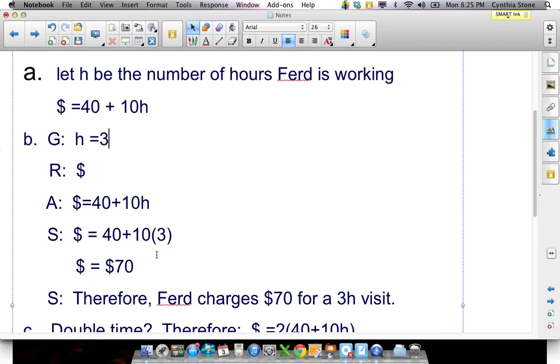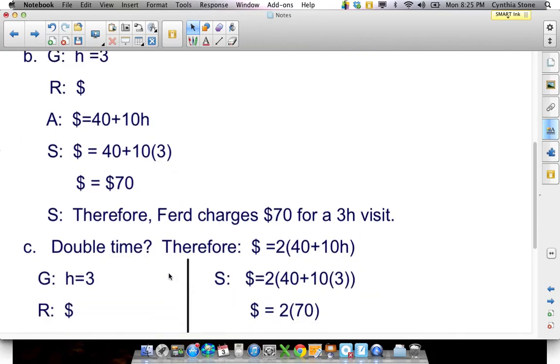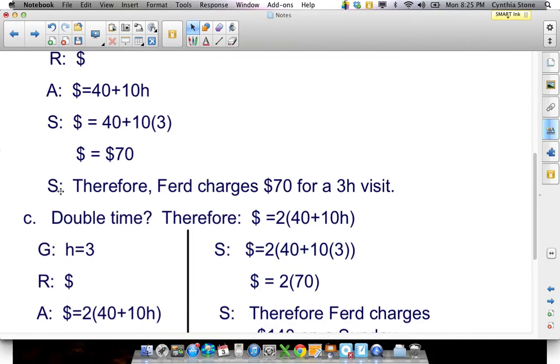So it's 40 plus 30, which is $70, which again, if you think about it, he charges $10 an hour, so that's $30 plus the 40 to show up, 70. I mean, that's the math. That's how you think it through. Okay, so my final statement, the solution: therefore Ferd charges $70 for a 3-hour visit.